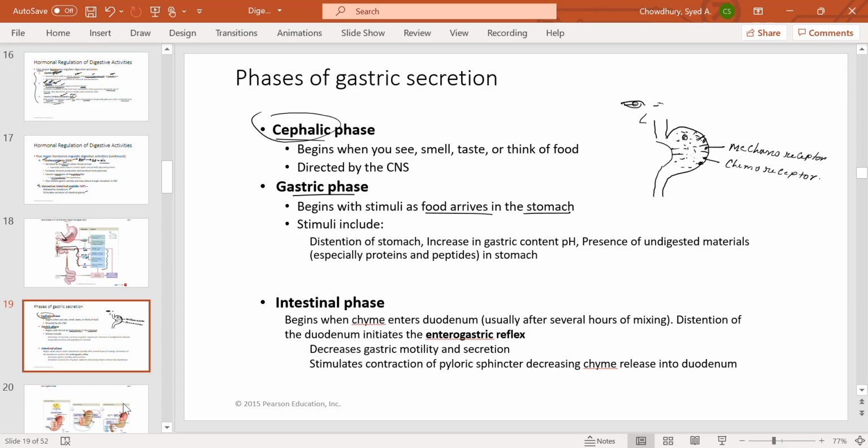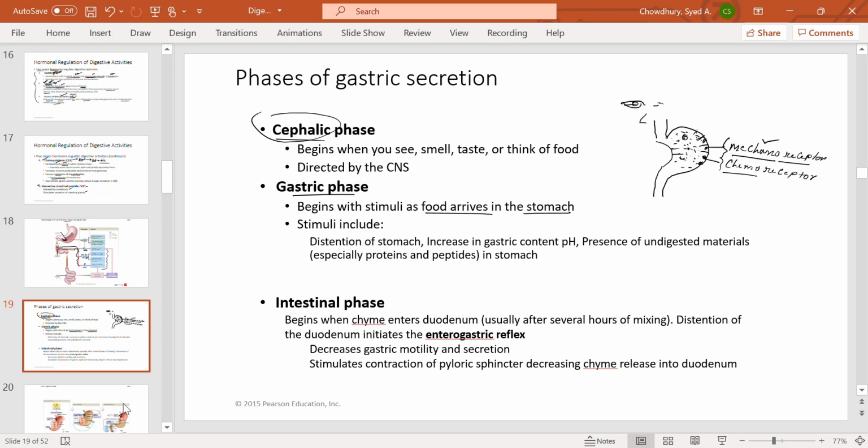Two types of receptors. Mechanoreceptors are stimulated by the pressure. So when you eat more, pressure is more on the wall, and that will activate the mechanoreceptors. And chemoreceptors will be activated by the chemical nature of the food. The food could be protein, carbohydrates, fats, right? And that will stimulate different chemoreceptors. So both mechano and chemoreceptors are present in the wall of the stomach, and the presence of food will stimulate them or activate them, right?